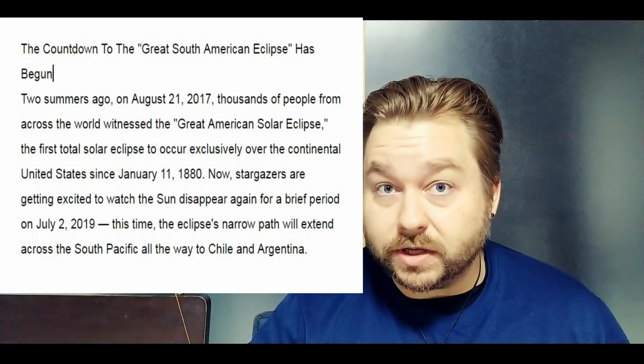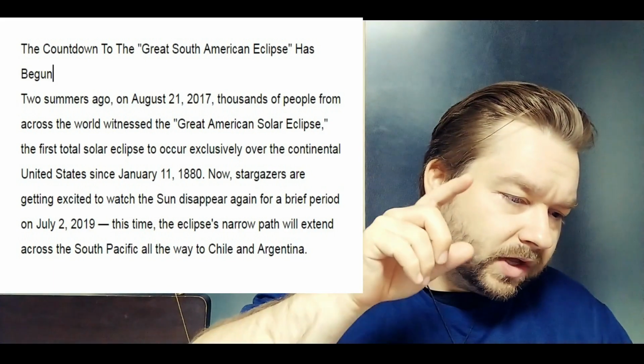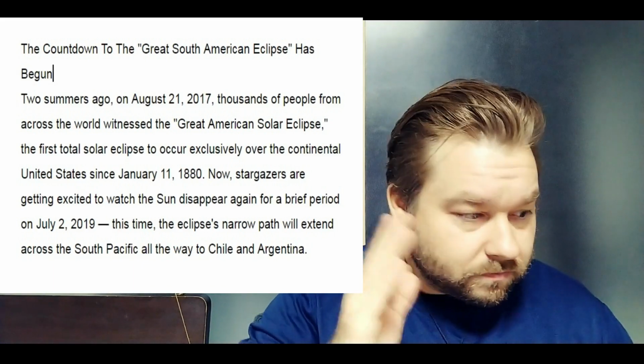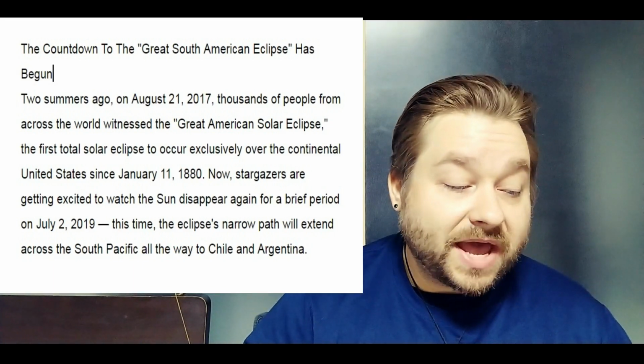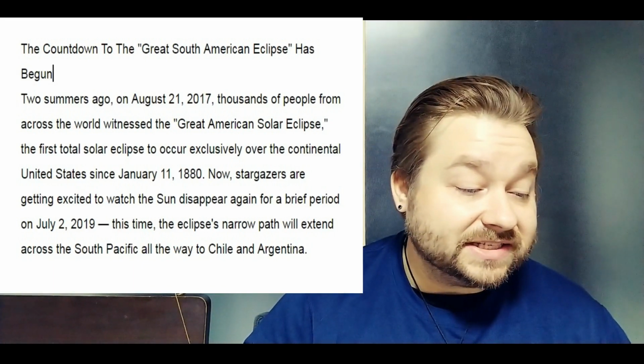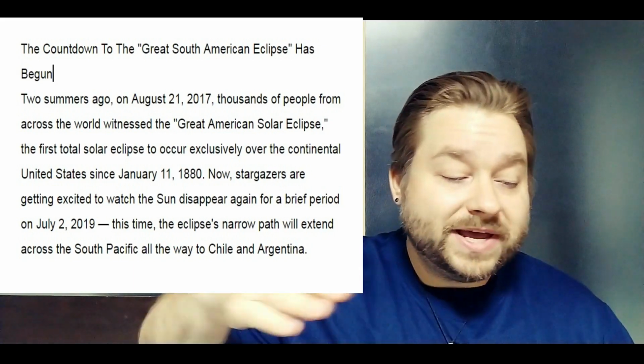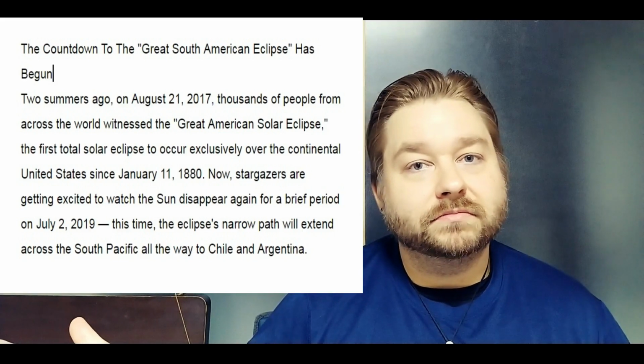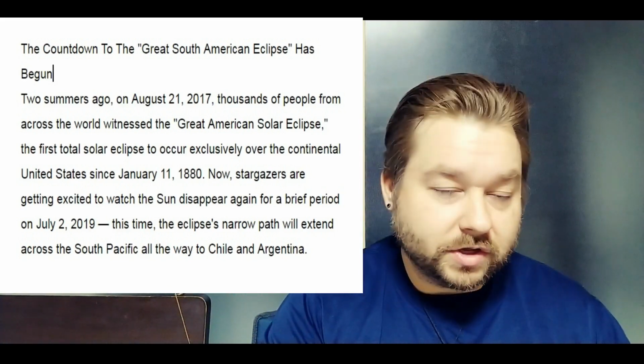Don't worry, okay? On July 2nd, 2019. This time, the eclipse's narrow path will extend across the South Pacific all the way to Chile and Argentina. That sounded great. Let's keep going. You're going to get faster.